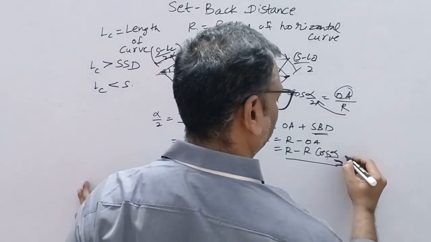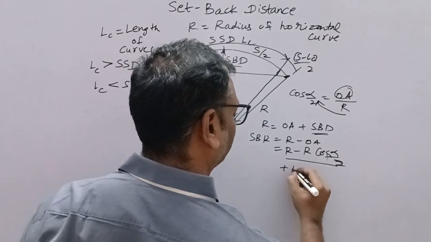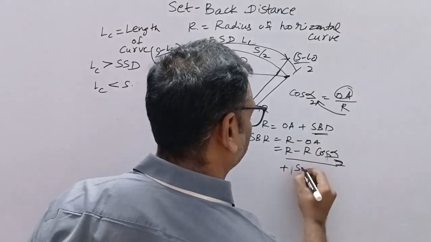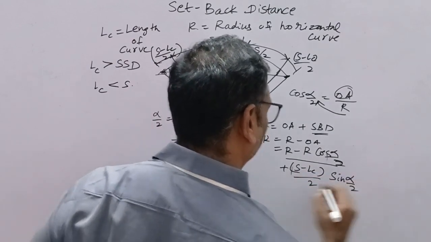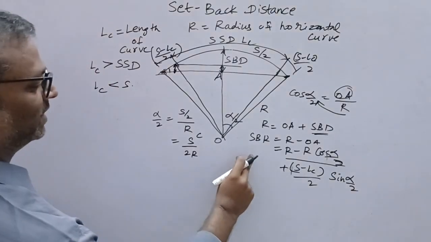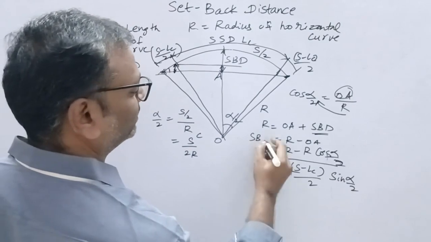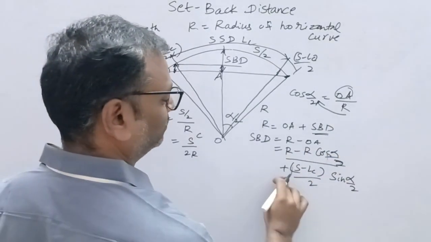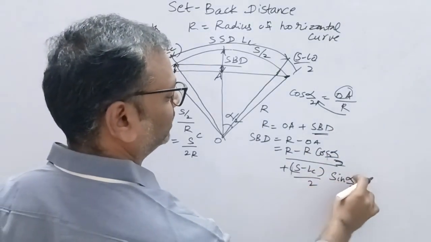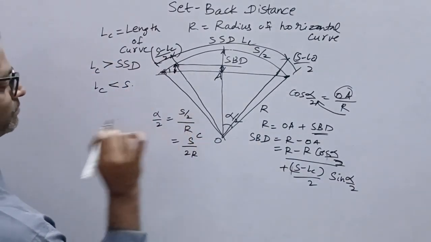Now you can directly add S minus Lc by 2 times sin alpha by 2. So for a single lane road, the setback distance is R minus R cos alpha by 2 plus S minus Lc by 2 times sin alpha by 2, where alpha by 2 is S by 2R in radians.